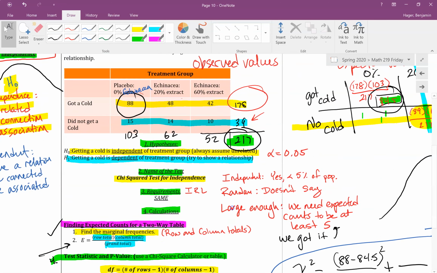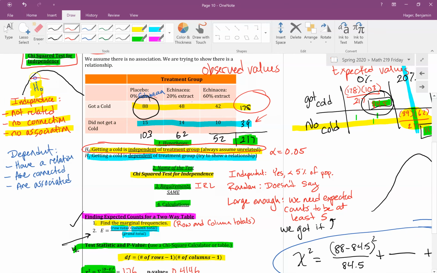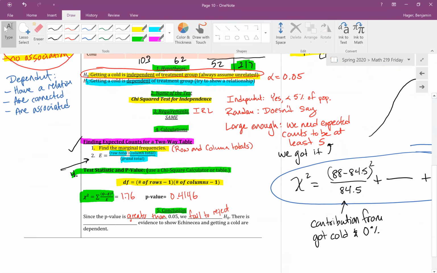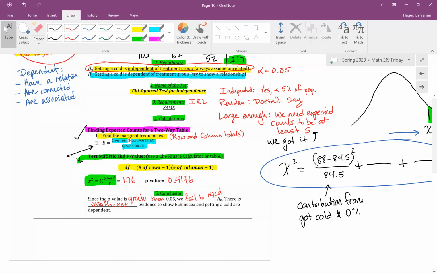If we fail to reject the null, it means we do not get rid of the null. It basically means that we accept it, that we say, well, there's no reason to think the status quo has changed, so we think that getting a cold is independent of the treatment group. Remember, independent means there's no relation, no connection, or no association. So based on this data, there is insufficient evidence to show that echinacea and getting colds are dependent, that they rely on one another.